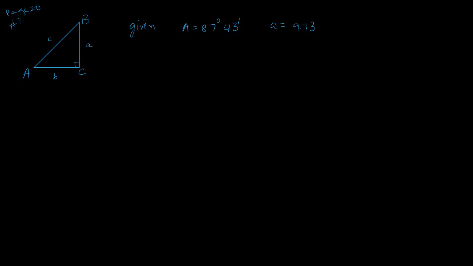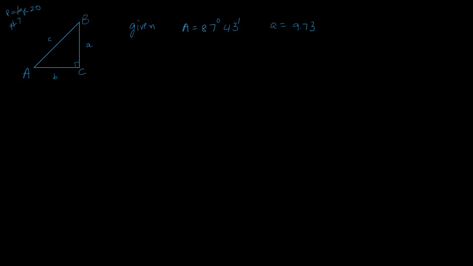So you're given a right angle triangle and the angle A is given to be 87 degrees 43 minutes and the side A is given to be 9.73. Now you were expected to solve the triangle. Now we all know solving a triangle means you're going to find all the unknown parts of it.